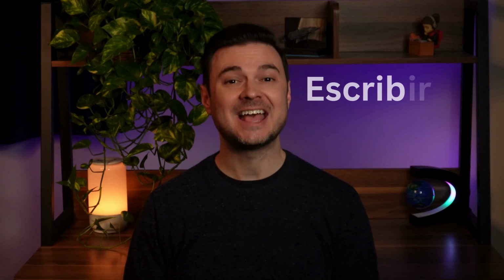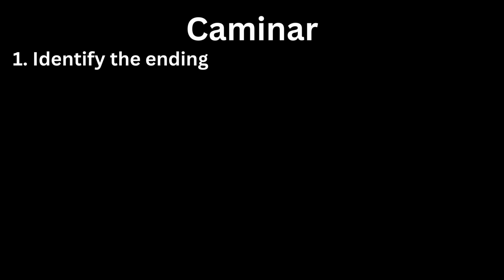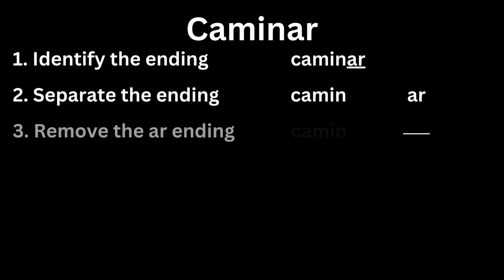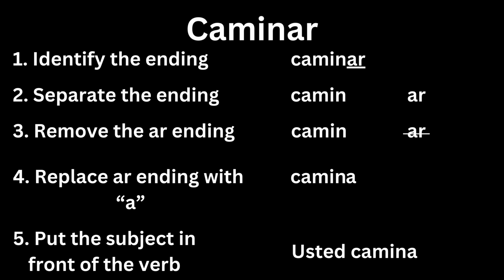So of course, caminar is considered an AR verb, correr is considered an ER verb, and escribir is considered an IR verb. Let's start with our AR verb that means to walk, caminar. Step 1 is to identify the ending, which in this case is AR. Step 2 is to remove the ending from the stem. So in this instance, we have the stem, camin, and then we have our ending, which is AR. Next, we remove the AR entirely, and then we replace it with an A, and it becomes this. Now, we put our subject in front of that, and congratulations, you have your first Spanish sentence.